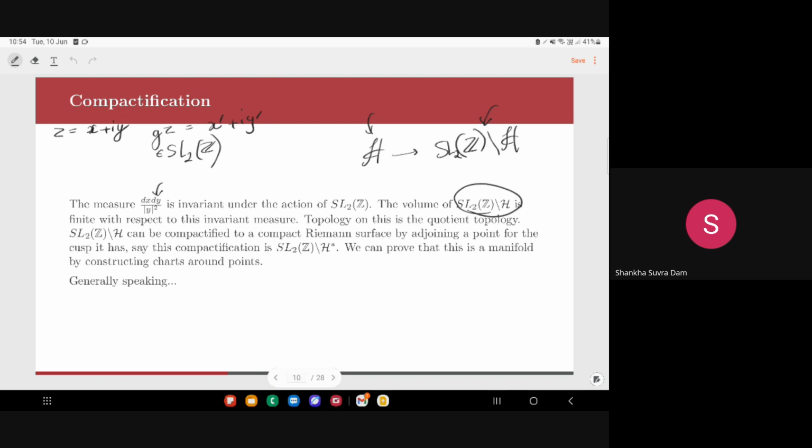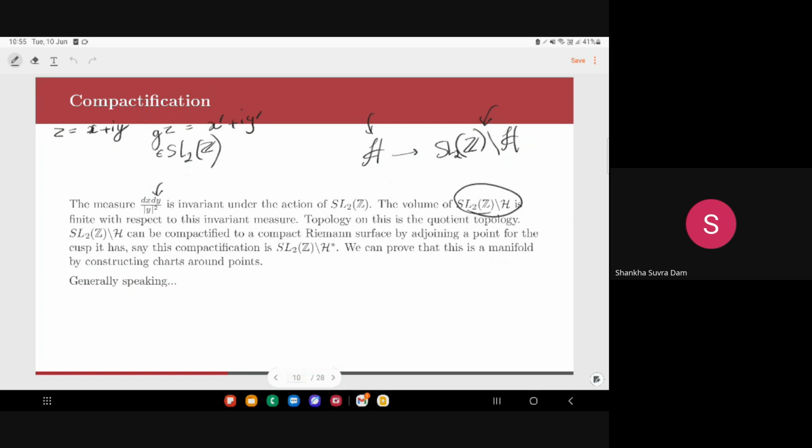So we can prove this is a manifold by constructing charts around points. To prove that this is a manifold, we will have to show that for every point there is a neighborhood with a homeomorphism from that open neighborhood to an open set in Rn. Those maps will be called charts. And to show this, we consider these maps pointwise. And certain points are treated differently than others.